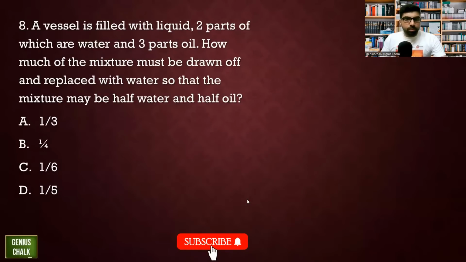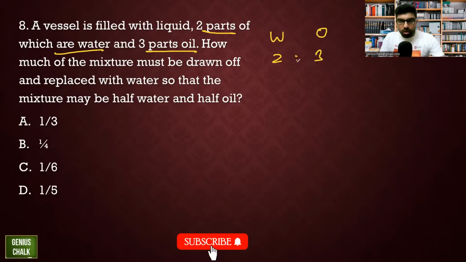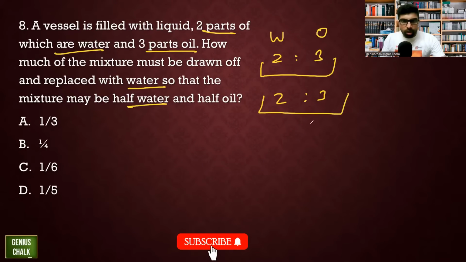Now next one: a vessel is filled with liquid, 2 parts of which are water, 3 parts oil. This we have done already by this method. So this is water, this is oil. How much mixture must be drawn and replaced with water so that the ratio becomes half water, half oil? That means both the ratios are the same. We have done this question already with ratio. Now we will do this question using alligation.